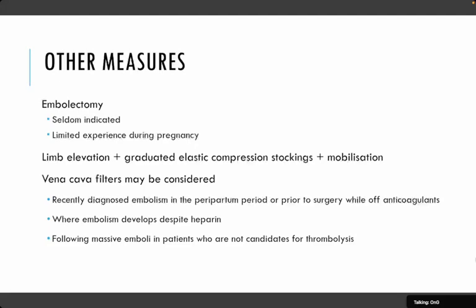Vena cava filters may also be considered. These are filters that are inserted through the jugular vein or the femoral veins, and they can be considered in patients with recently diagnosed embolism in the peripartum period or prior to surgery while they are off anticoagulants, or in patients who develop embolism despite being on heparin, or in patients who have a massive embolus but are not candidates for thrombolysis.